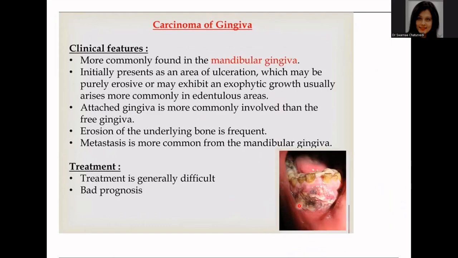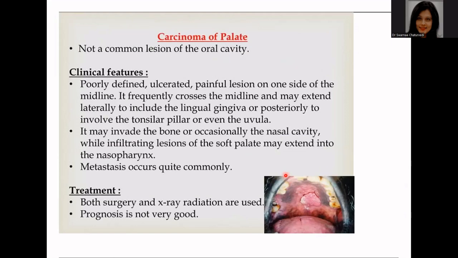Now the next site is the gingiva. Which gingiva is most commonly involved? It is the mandibular one. Initially the lesion will look like an ulcer, which may be purely erosive, or at times it may have an exophytic growth, usually arising in the edentulous areas. Attached gingiva is more commonly involved than the free gingiva. Along with that, we can see erosion of the underlying bone, and metastasis is more common in the mandibular gingiva. Treatment is generally difficult and is followed by a bad prognosis.